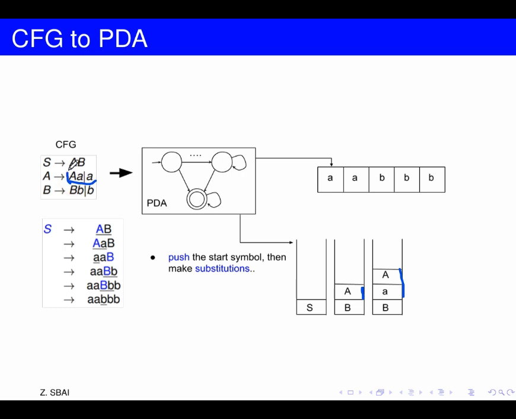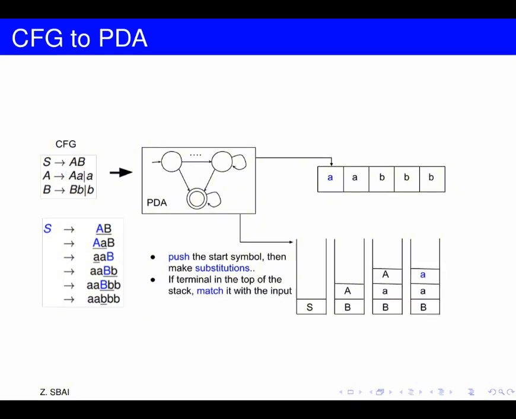For example, let's say we use the rule A is substituted by capital A, small a. So we'll push these two symbols in reverse: we push the terminal a, then the variable A. Again, we will have a variable on top, so we pop it and push the symbols that appear on the right-hand side of one of its rules. In this case, we pop the variable A and push the terminal a according to this rule.